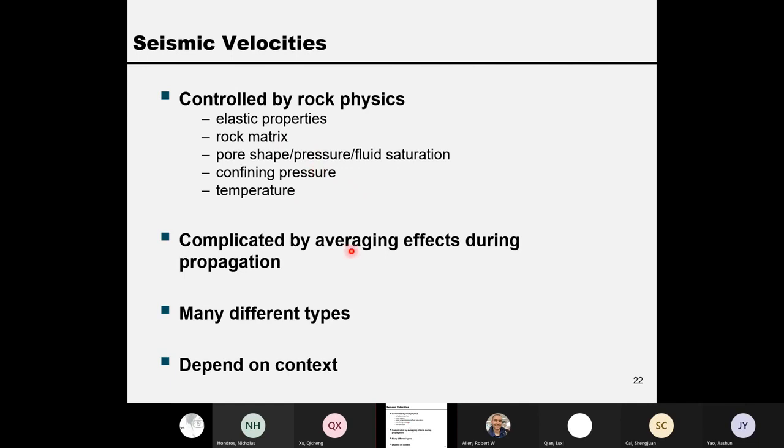However, in seismic technology here, the velocity is also complicated by the averaging effect, because we have the source on the surface and the receiver on the surface. The velocity for the target layer not only reflects the velocity at this layer, but is influenced by the whole ray path. So it is complicated by the averaging effect during propagation along the ray path, right? For velocities, there are many different types. How to classify different types really depends on the context. We will see one by one.